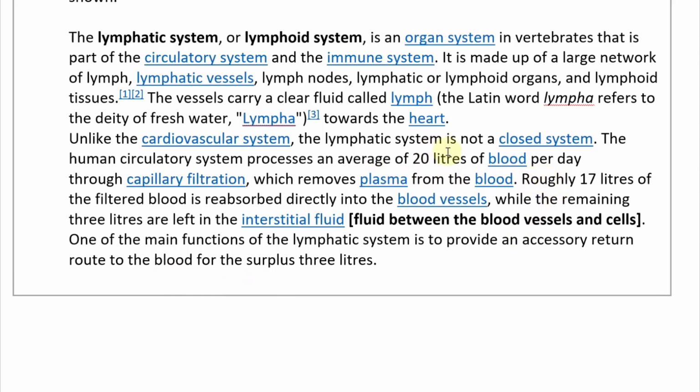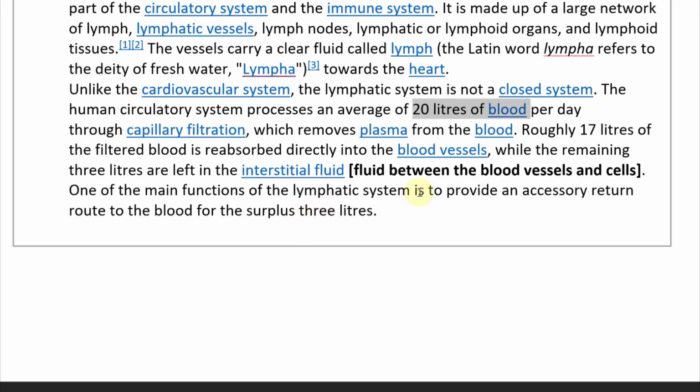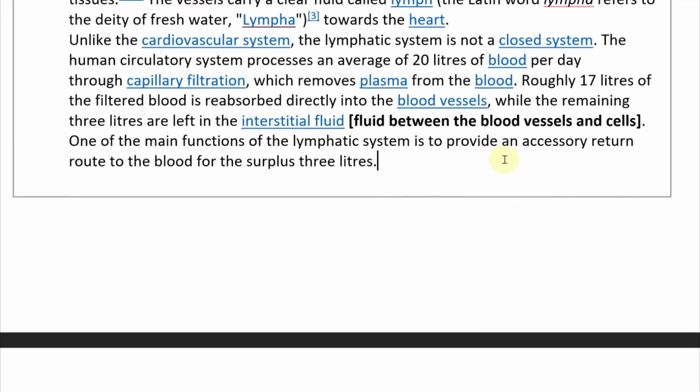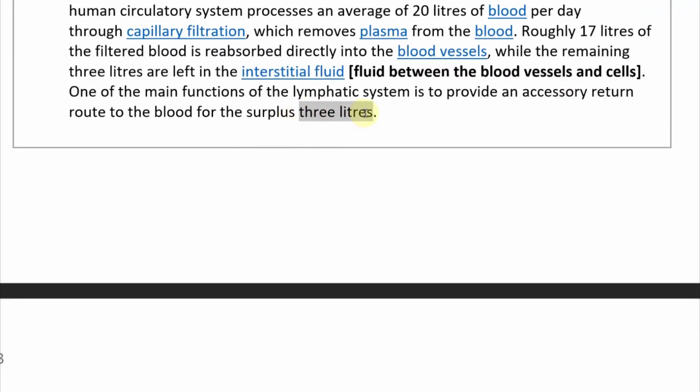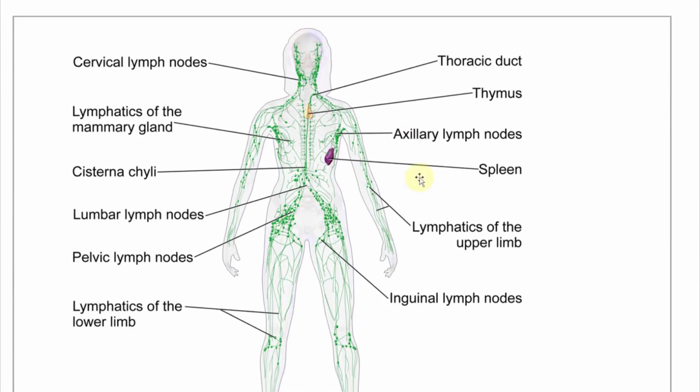So basically, the circulatory system processes 20 liters of blood in humans per day through capillary filtration, which removes plasma from the blood. Then roughly 17 liters of the filtered blood is reabsorbed directly into blood vessels, while the other 3 liters are still all around, in the interstitial fluid, which is between the blood vessels and cells. And one of the main functions of the lymphatic system is to provide an accessory return route to the blood for the surplus 3 liters. So this is still all pretty much part of the circulatory blood flow system.